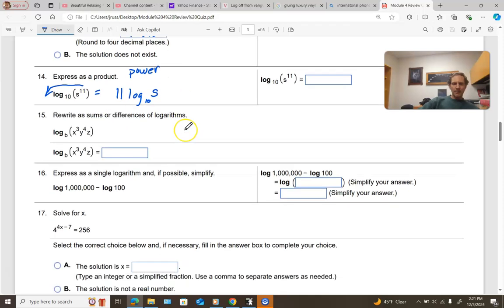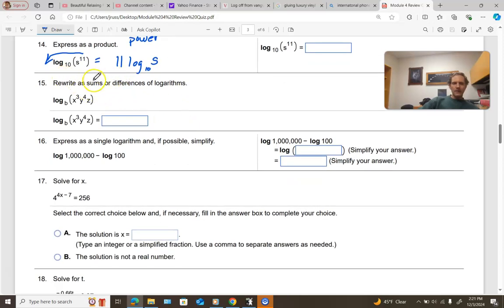Number 15, rewrite as sums or differences of logarithms. So here what we're going to be doing is expanding this. So we're going to start off using the product rule because this is log base b of this product. So that just means you split this into 3 logarithms, and they're all separated with addition, okay? 1 for each of those factors. Y to the 4th, and then log base b of just z.